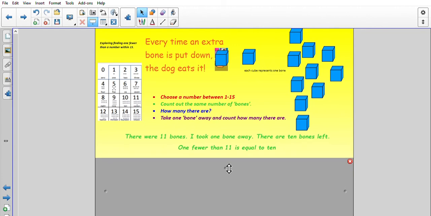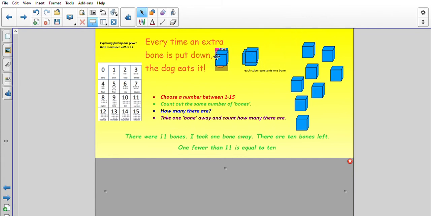So we can use our stem sentence to say there were 11 bones. I took one bone away and there are 10 bones left. So I can say, using our star words, 1 fewer than 11 is equal to 10. Great, should we try another one? Right, let's put some of these back.